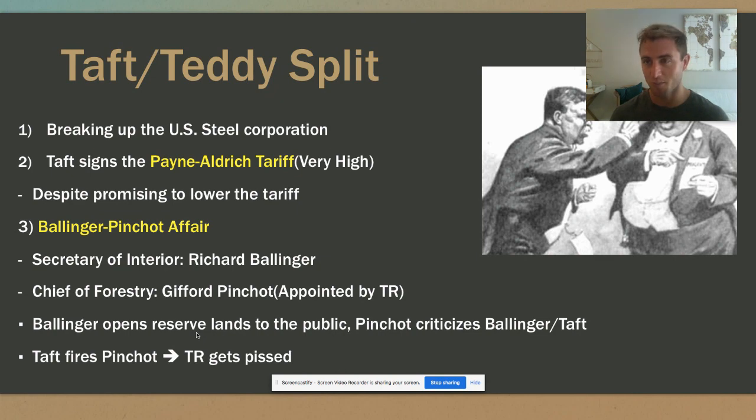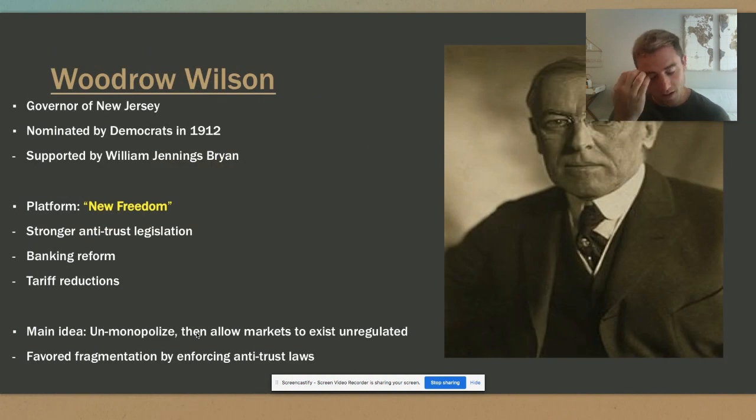This is going to bring Teddy Roosevelt to the defense of his friend and appointee, and they are going to publicly start lashing at each other and cause Teddy Roosevelt to run for the presidency once again in 1912.